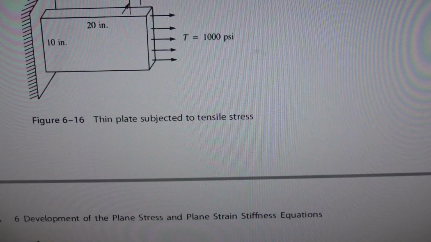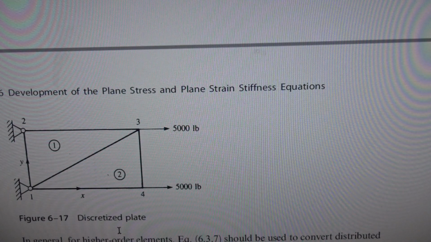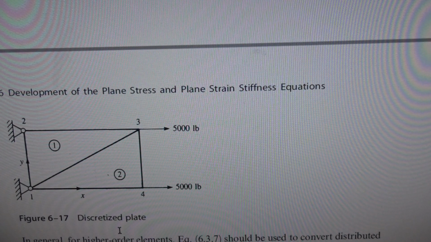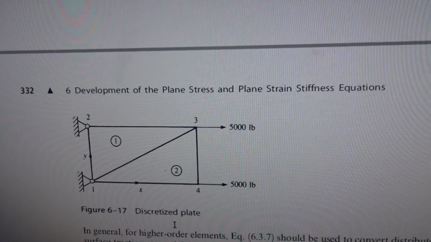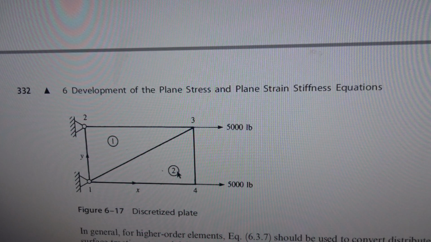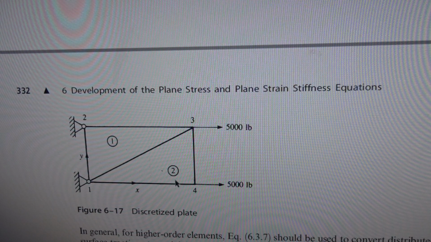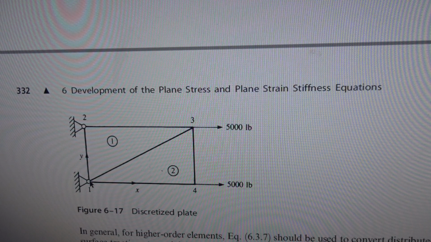So this can be expressed as this. And this is element 1, element 2, and nodes 1, 2, 3, 4. It is divided into two elements: element 1 has nodes 1, 2, and 3, and element 2 has nodes 1, 3, and 4. Total force at this node is 5000 lb, and at this node 5000 lb.